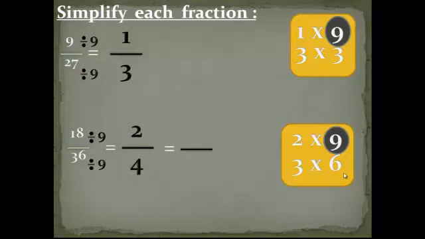2 over 4. Here we are not going to stop, as 2 and 4 are in the same table, which is table 2. So we are going to divide the numerator and the denominator by 2. So 2 divided by 2 is 1, and 4 divided by 2 is 2.